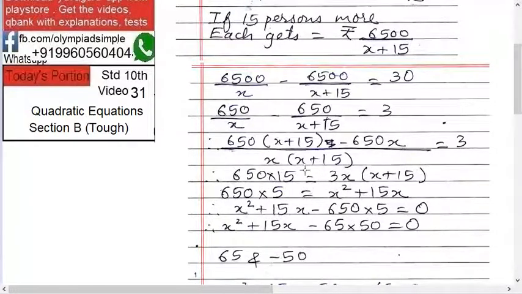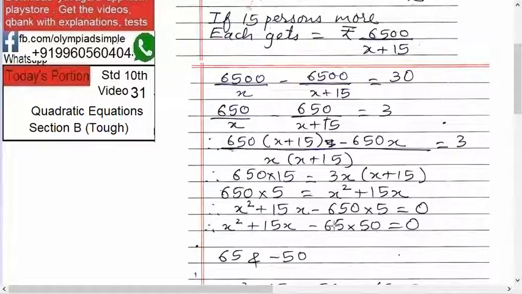Why 5? 3 ones are 3, 5s are equal to x square. Solve this, x square plus 15x. Now this is again a quadratic. Therefore x square plus 15x, and this on the other side, 650 into 5, equals 0. Now solve this. How to solve this? x square plus 15x minus 65 into 50 equals 0.